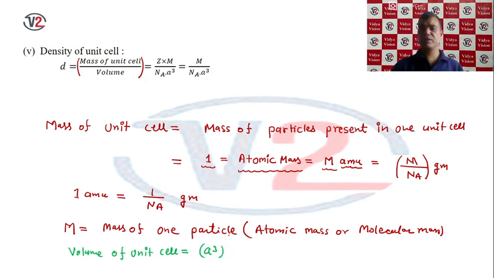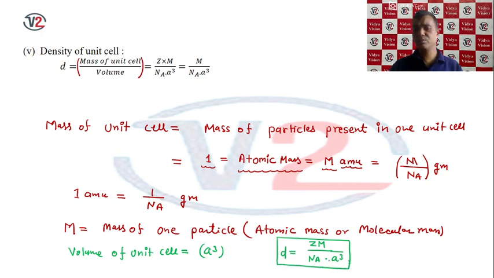So we can determine the density by this formula: density equals the mass of the unit cell, that is equal to Zm divided by Na. This is the mass of the unit cell, divided by the volume, so it is a cubed. So by this formula we can determine the density of the substance. Is it clear to all of you? Have you understood?